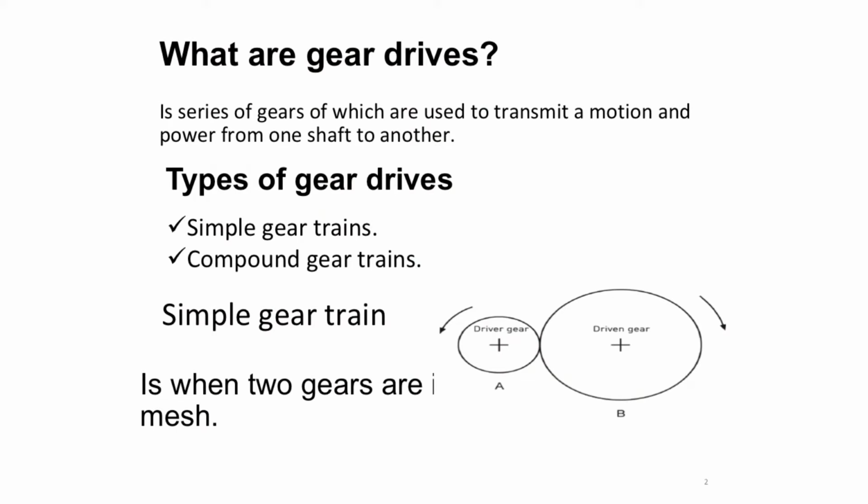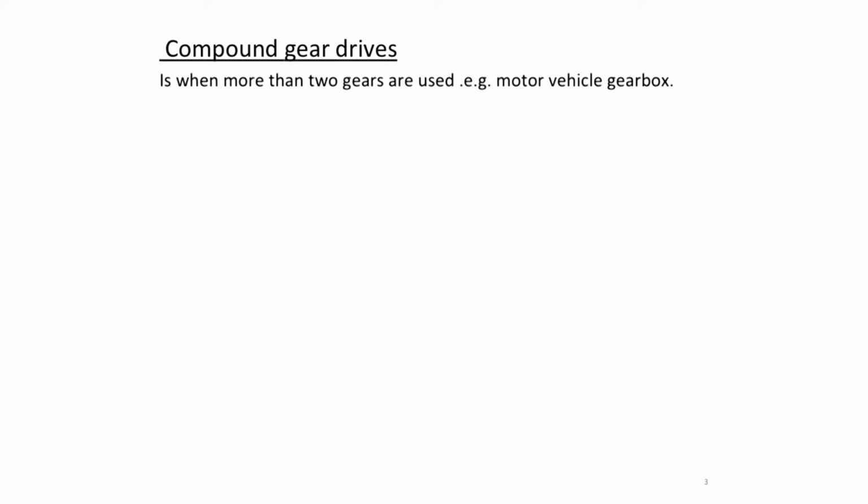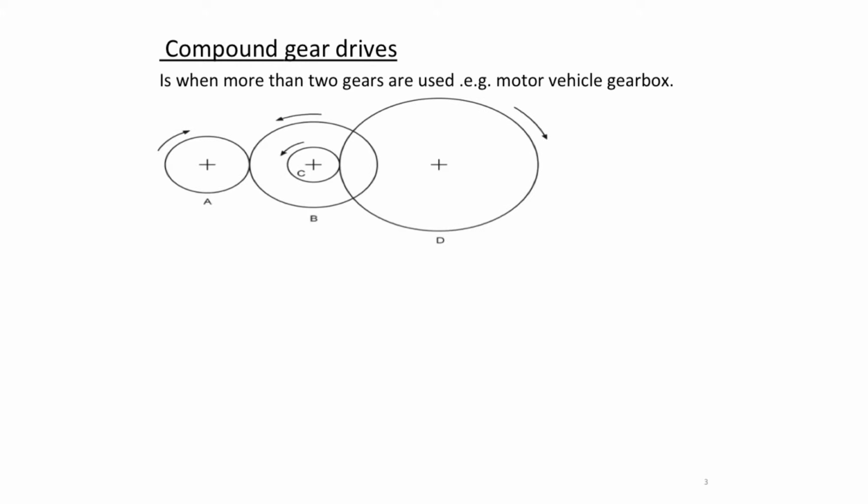Now I want us to also check what we mean by compound gear drives. A compound gear drive is when more than two gears are used, e.g. a motor vehicle gearbox. As we can see from our picture, we have three gears that are in mesh: the first one is gear A, the second one is gear B, and the third one is gear C. This is our compound gear drive.